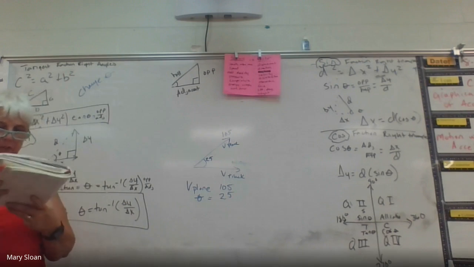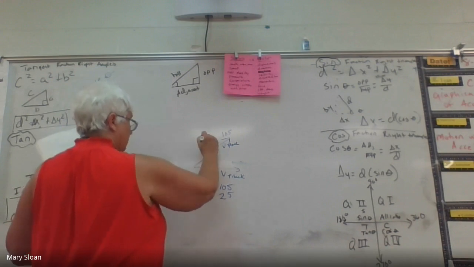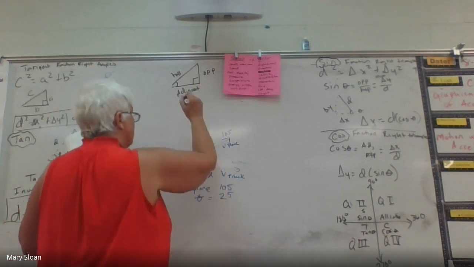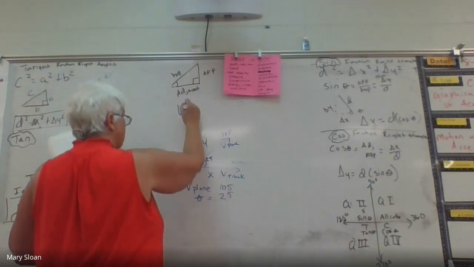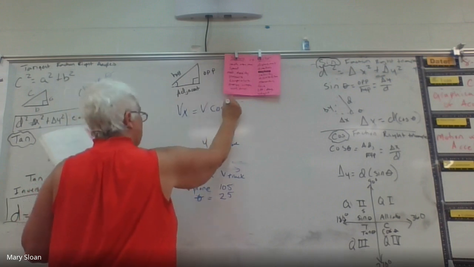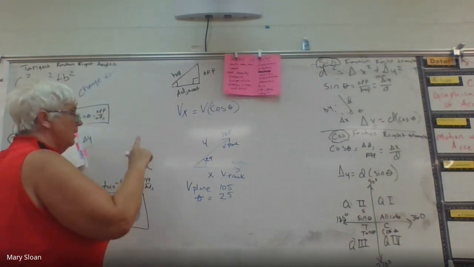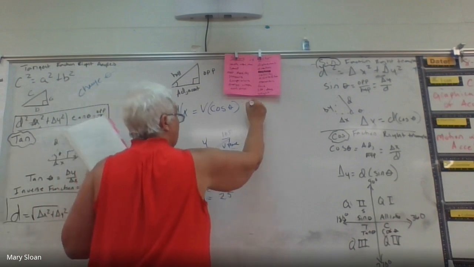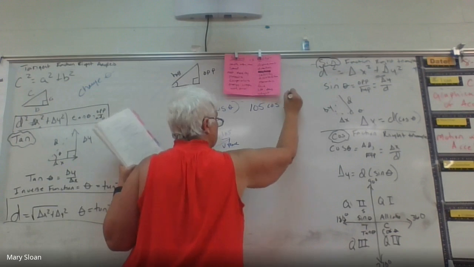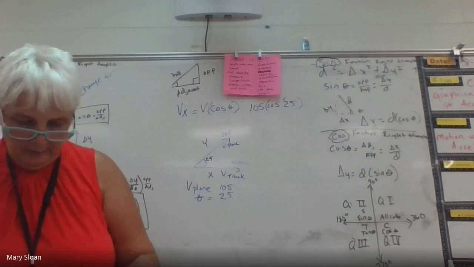So what are we going to do? This is my X. This is my Y, right? Okay. So I'm going to say velocity X, which is this right here, is going to be V cosine angle. Is everybody good so far? My V is 105, cosine, and my angle is 25. Is that what you did? Okay, let's put it in our calculator and see what we get.